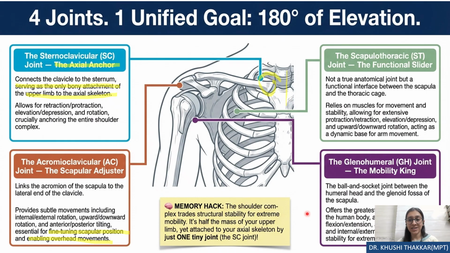Moving on to our functional scapulothoracic joint. This is called the functional slider, because it is not a structural attachment; the scapula is attached to the thorax via the muscles. It is not a true anatomical joint but a functional interface. It relies on muscles for movement and stability, allowing protraction and retraction, elevation and depression, and upward and downward rotation. This acts as a dynamic base for the entire arm movement.